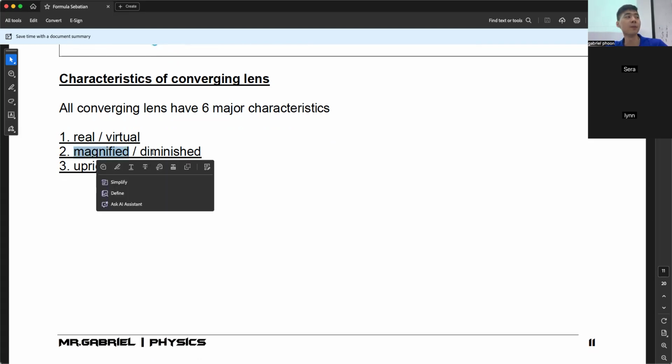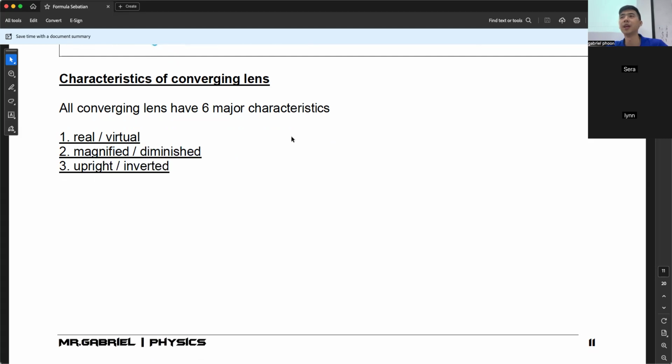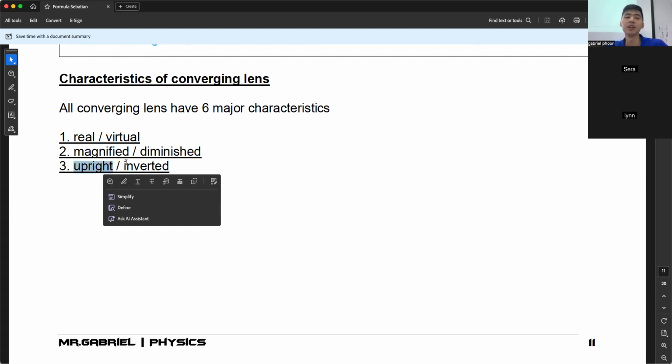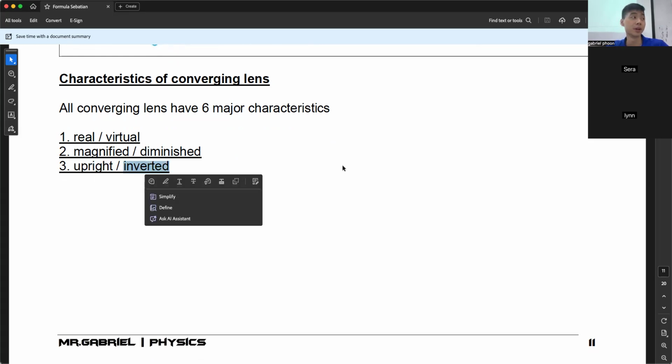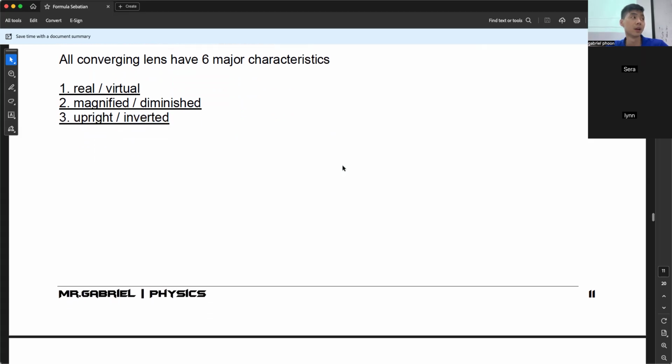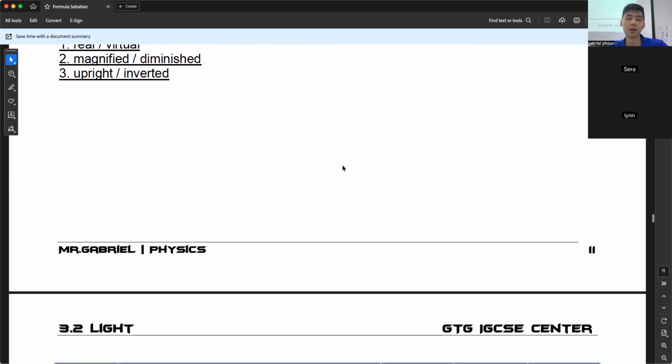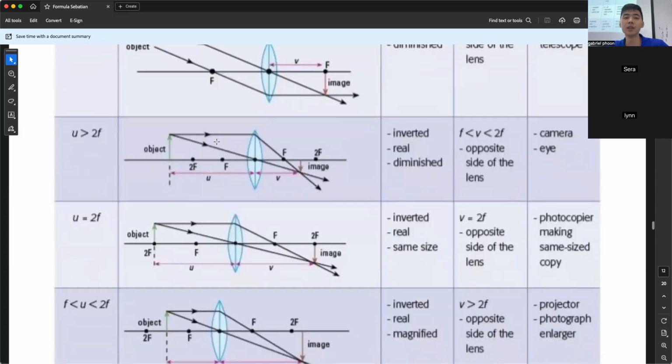Magnified means the image became bigger, and diminished means the image became smaller. Upright means the image is still pointing upwards, and inverted means the image is pointing downwards. Isn't it true that when it's real, it's always inverted? Yes, correct. So these were the examples that I talked about. You see the lens, this is your object, this is your image. Object pointing up, image pointing down, it will be known as inverted here. If the object was bigger and the image became smaller, it will be diminished. And if it was formed by real light, it will always be real.